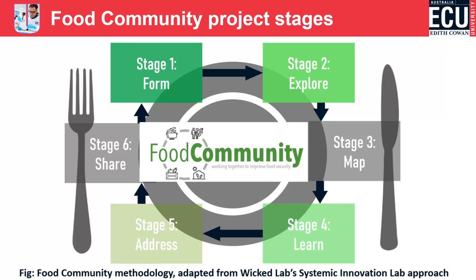During stage 1, we formed a core team and a statewide advisory group. We also undertook comprehensive searching of all of the different food security initiatives happening across regional Western Australia. The second stage, Explore, was where we conducted project launches across each of the WA regions, and then we started interviewing people that were facilitating these different food security initiatives.